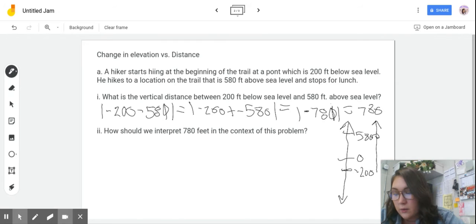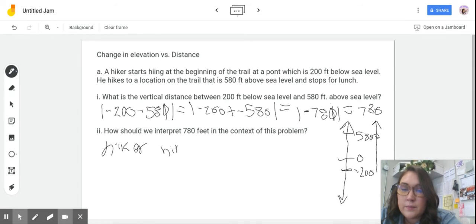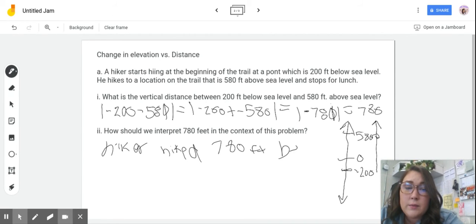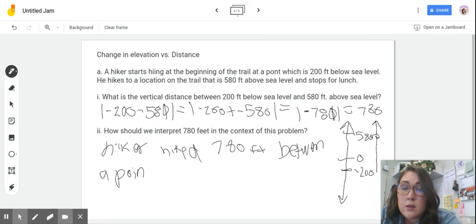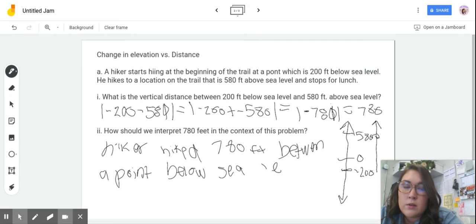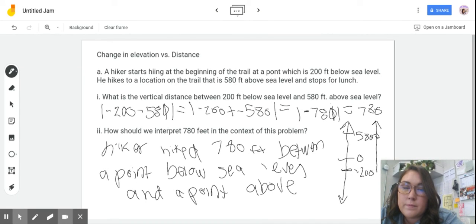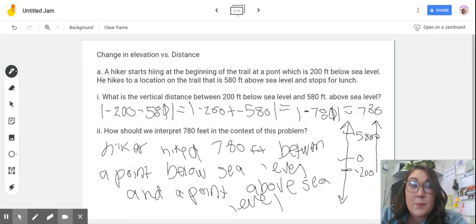So how do we interpret that? Well, the hiker hiked 780 feet. So the hiker hiked 780 feet between a point below sea level and a point above sea level. All right, let's move forward.